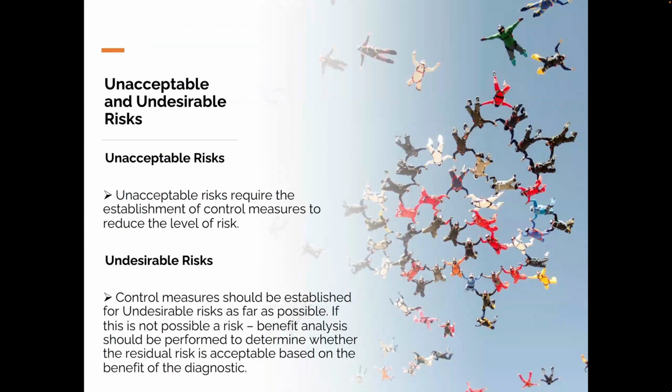So generally, if it's in the unacceptable zone, you have to talk about control measures to reduce the risk. And if it's in the middle zone, really you're talking about you should apply control measures as far as possible. And basically, if that's not always possible, then you're into a discussion whether the benefit of the device outweighs those risks, so that you're making a sort of judgment call in terms of what that residual risk is.